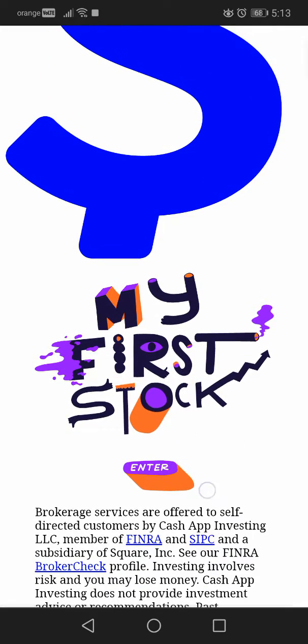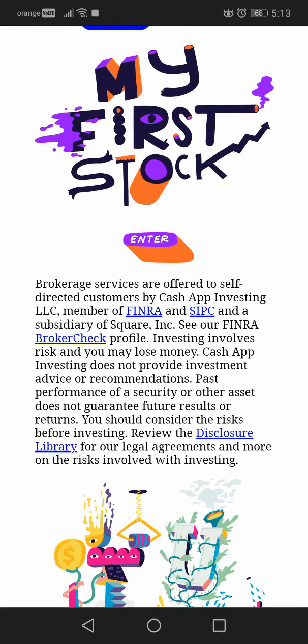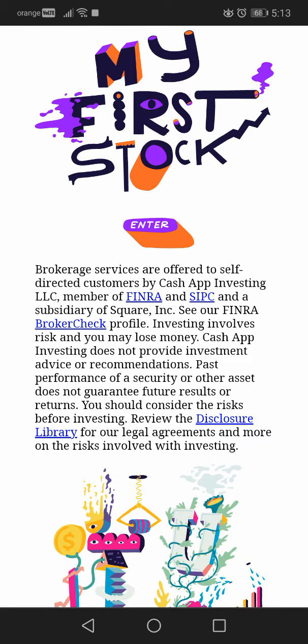In the past, it was a lot harder to start stock trading, but now with all these apps, it's quite easy. You just sign up on your phone and you can start stock trading right away in an hour.